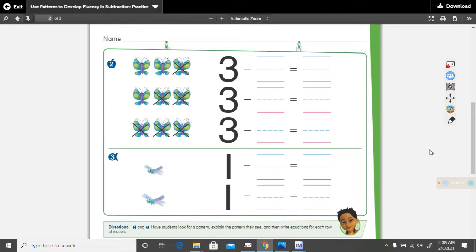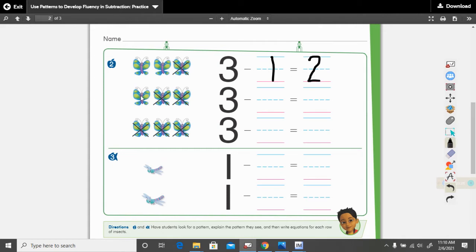Make sure you have this written on your paper, because I'm going to erase it. Okay, here is our next paper, our next page we're going to do. Look here at the butterflies. Put your finger on the butterflies. Let's look here at the top. They started with 3 minus, how many did they mark out? They marked out 1. 3 minus 1 equals, how many are left? 1, 2. 2 are left over.